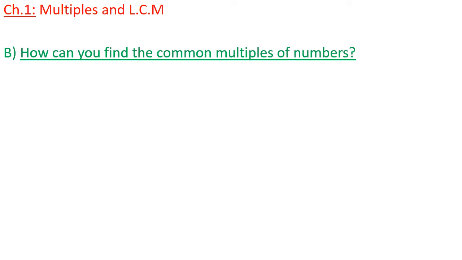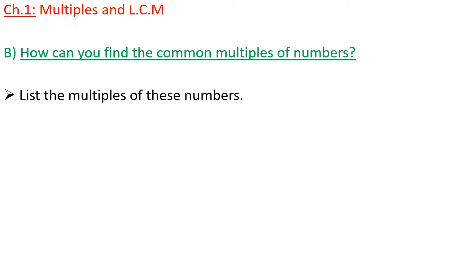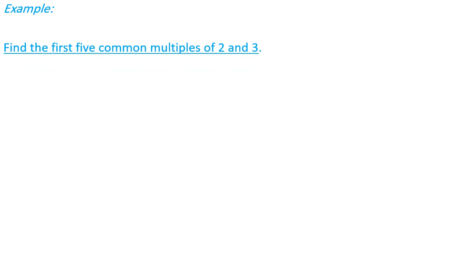Part B. How can you find the common multiples of numbers? You have to list the multiples of these numbers. Then you have to find out their common multiples. We are going to work the example together to clarify this idea. Example. Find the first 5 common multiples of 2 and 3.